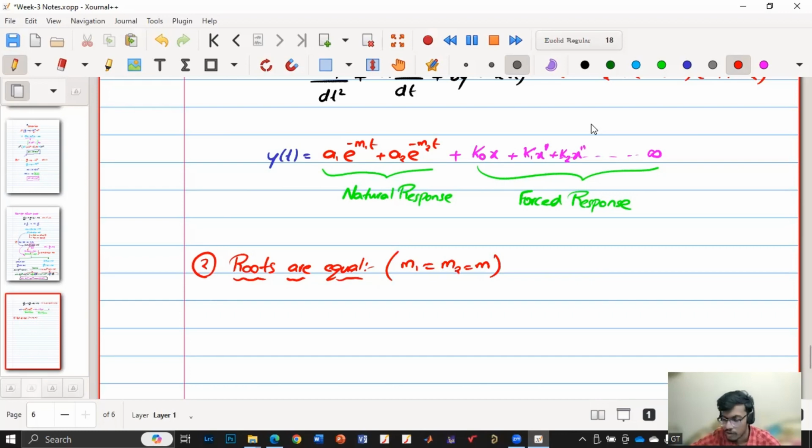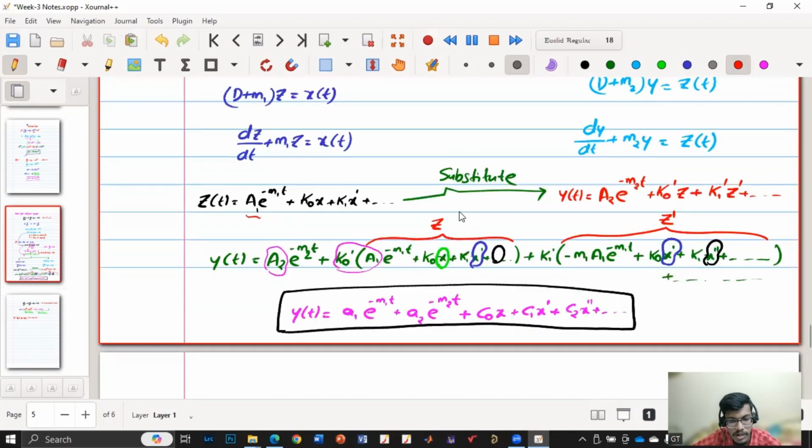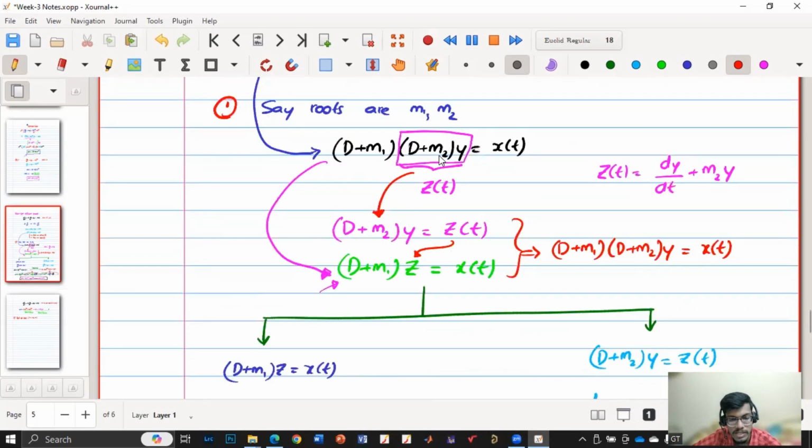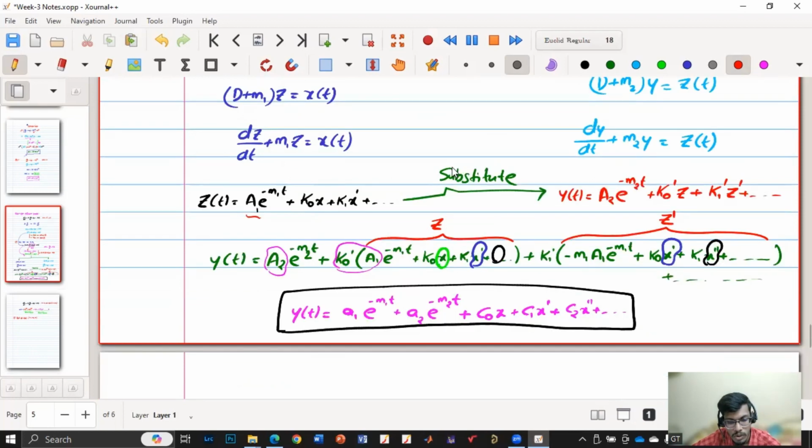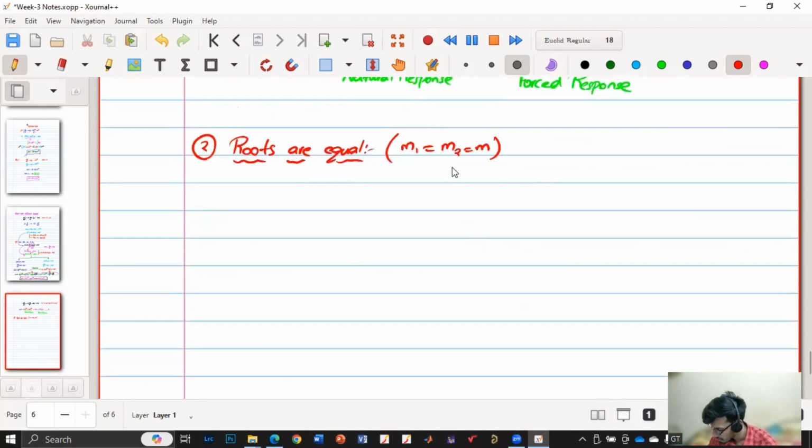Now I'll quickly go back to this expression where (D plus m1)(D plus m2) y equals x of t. Here it will be (D plus m) into (D plus m) y equals x of t. Do you agree? Yes, sir. Now again I'll do the same thing, z of t.